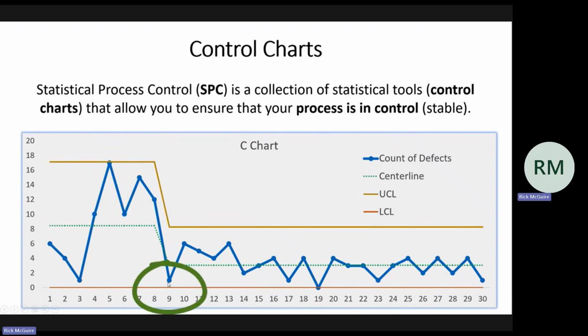And then let's say on day 9, we start controlling for relative humidity. And we've got our control chart, and we're collecting data. And you can see that for the next 20 plus days, our defect rate has dramatically fallen. In fact, our new mean defects per day is around 3.